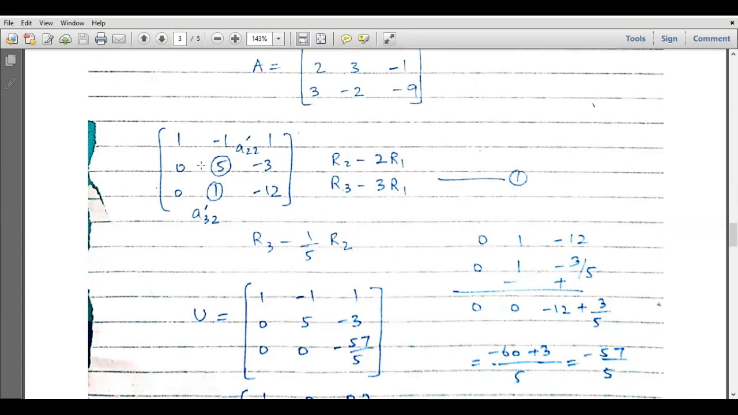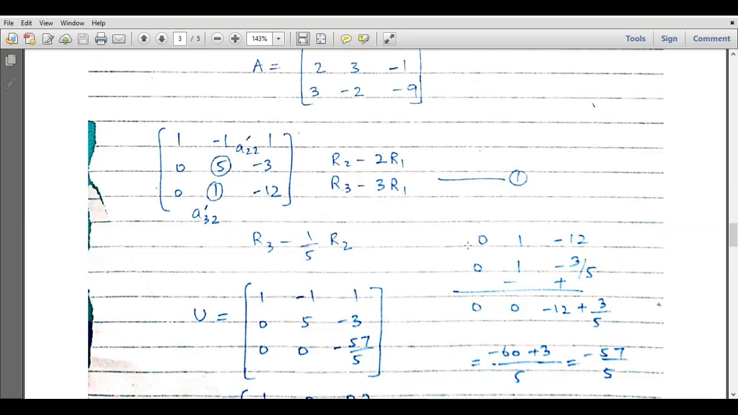We will always multiply the upper row. So the upper row is the second row. Let's multiply the second row with some number such that this pivot entry becomes equal to this entry. So we have to multiply the second row with 1 by 5 and subtract it from the third row. So R3 minus 1 by 5 R2 has to be evaluated.